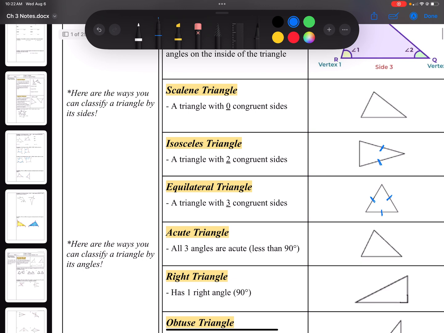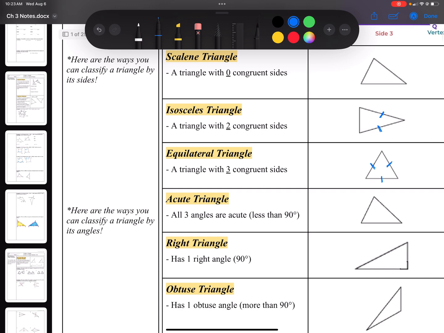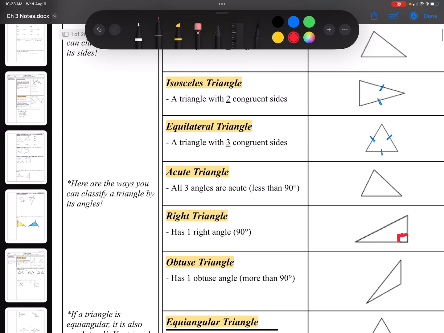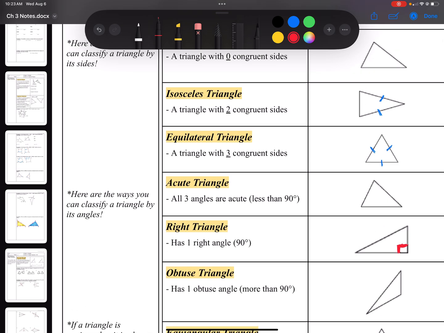To classify it by its angles, an acute triangle is where every single angle is less than 90 degrees. A right triangle has one right angle in it. It can't have more than one, and we'll find out soon why that is the case. An obtuse triangle has one obtuse angle. So right here we see that this angle is bigger than 90 degrees. So that's what makes that an obtuse triangle.